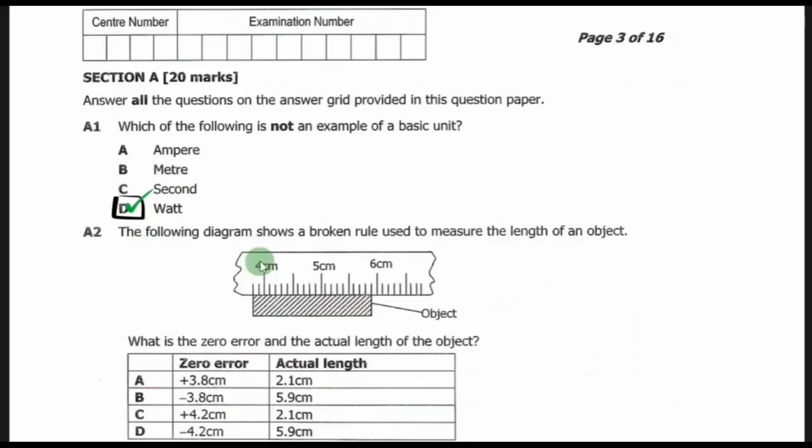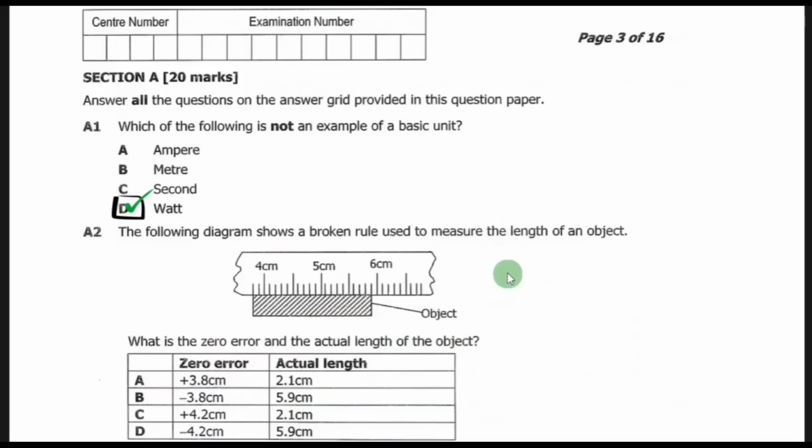A2 reads, the following diagram shows a broken rule used to measure the length of an object. Let me read again. The following diagram shows a broken rule used to measure the length of an object. All right, so we have a broken rule here, and this broken rule, as you can see, is broken, and here it is being used to measure this object. Then the question says, what is the zero error and the actual length of the object?